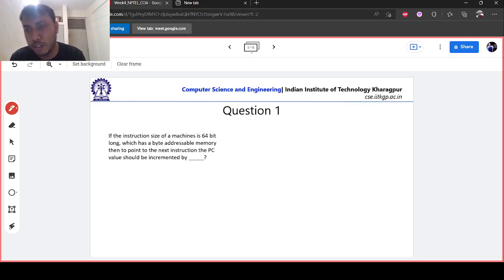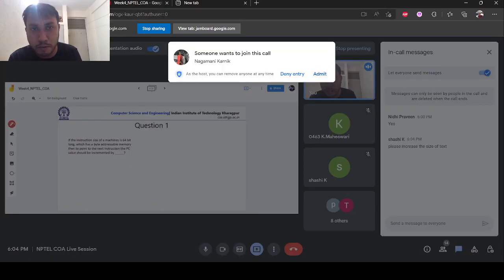So this is the first question. If the instruction size of a machine is 64-bit long, and it has byte addressable memory, then to point to the next instruction, the PC value should be incremented by what value?